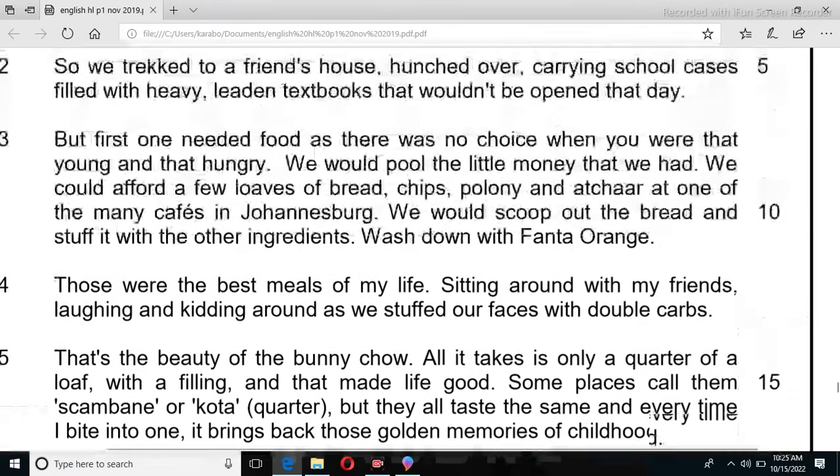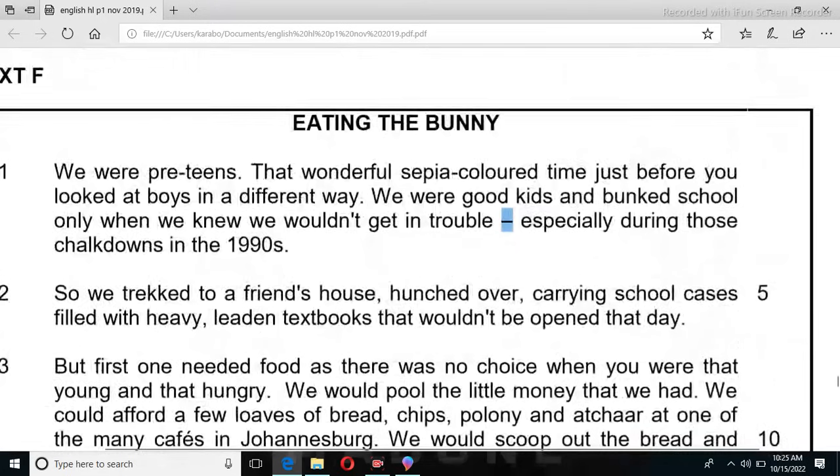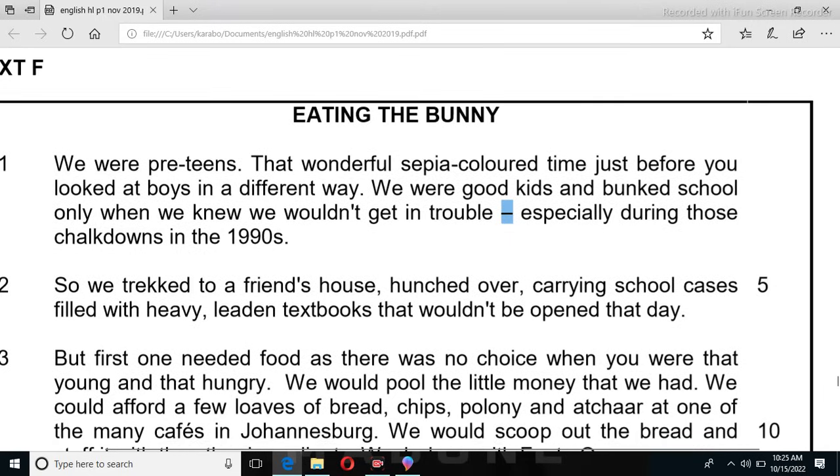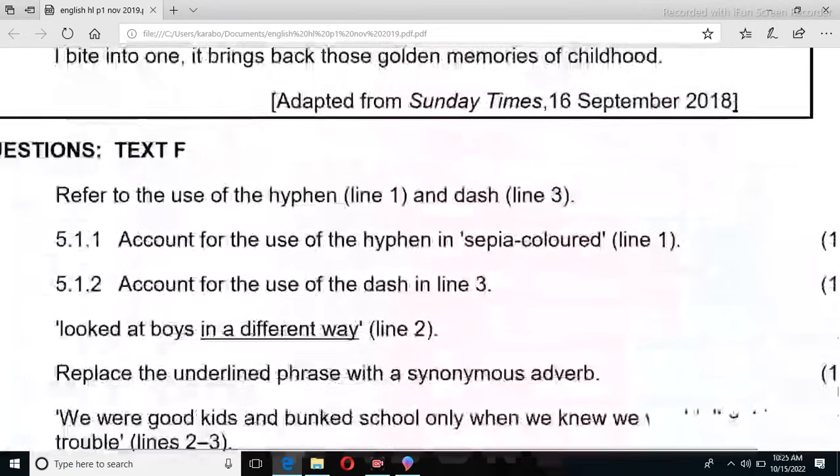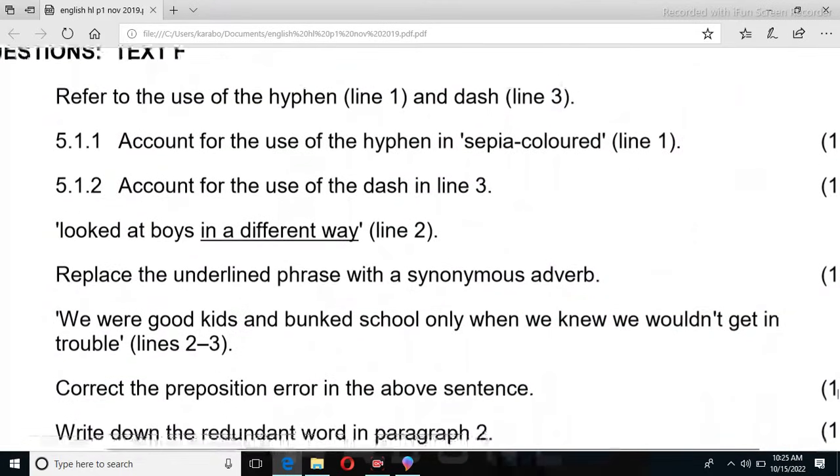Why did I say the use of a dash in line 1, guys? The use of a dash, guys, a dash is used to indicate a pause, right? Sometimes it is used to separate a group of words. Guys, this is so simple. Your answer is that it was used to separate a group of words. That's your answer. That's 5.1.2. And you get a mark.